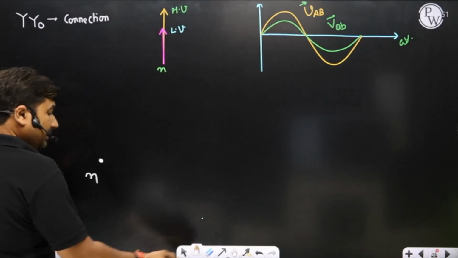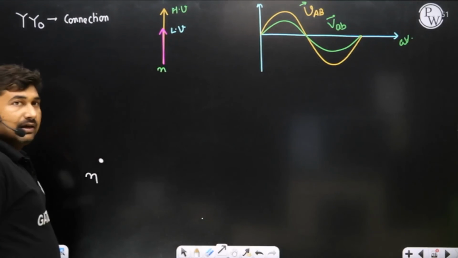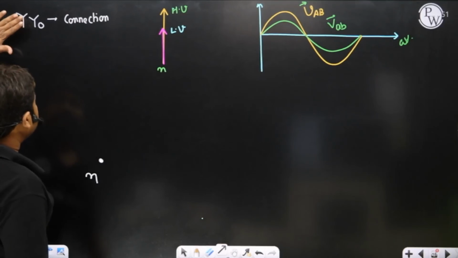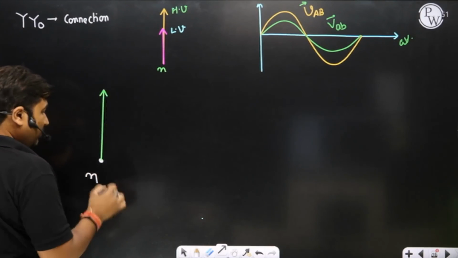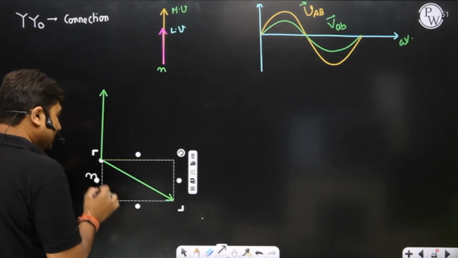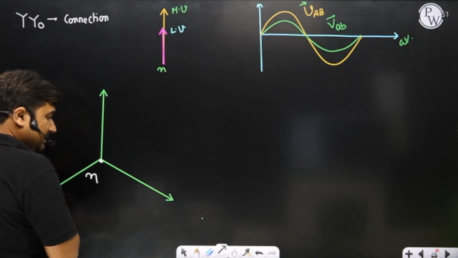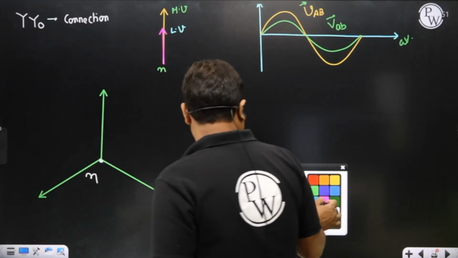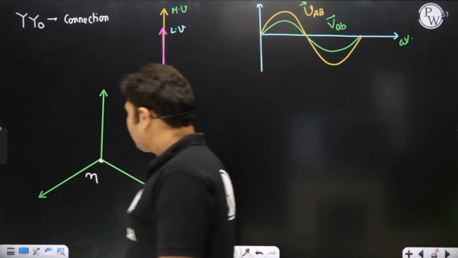In a space, I am considering a neutral. Okay? On the HV side we have to construct a star. So it means A phase voltage, B phase voltage and C phase voltage are being displaced in time by 120 degree.